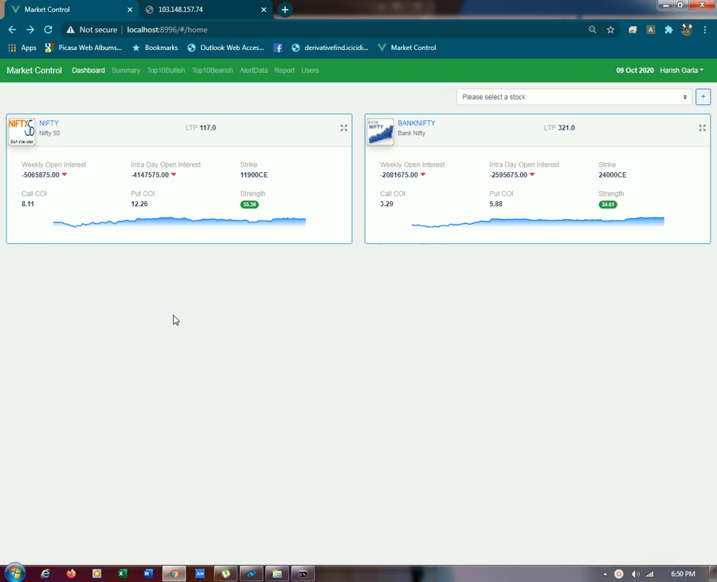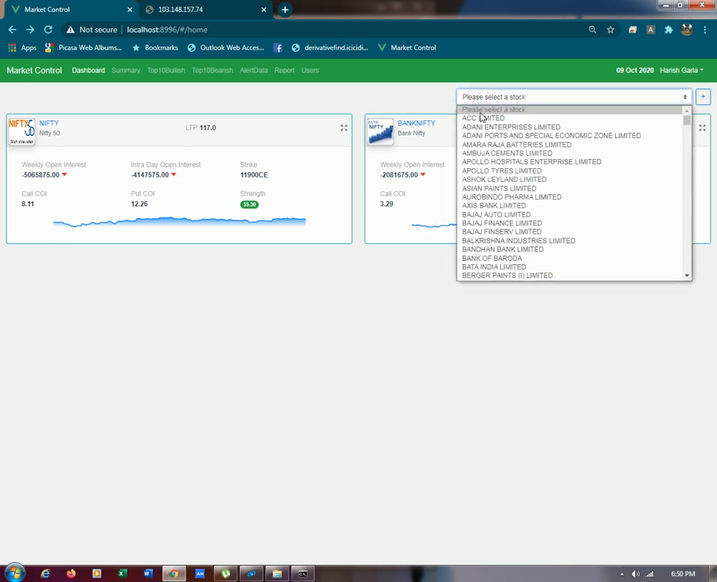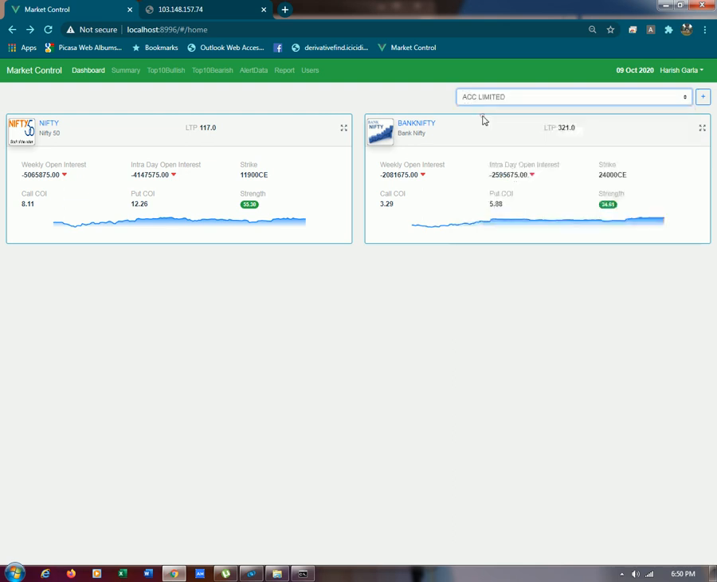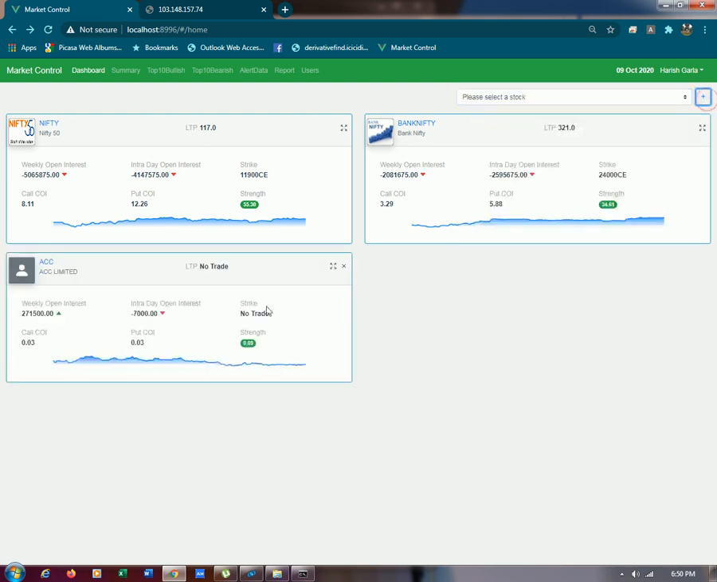You can see, once you enter your login credentials, you will get the first screen like this. Here you will find a number of tabs like market control, dashboard, summary, top 10 bullish, top 10 bearish, alert data, and you will also get an option to select the stock and add. Like if you want to add ACC here, you can select ACC and add plus, then you will get that stock. That is about this adding option.